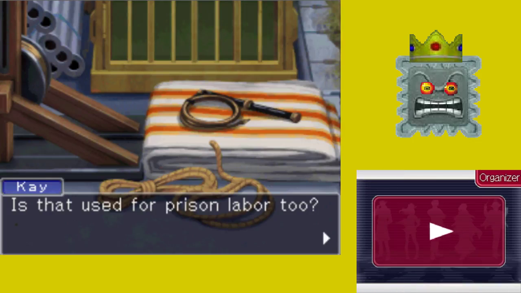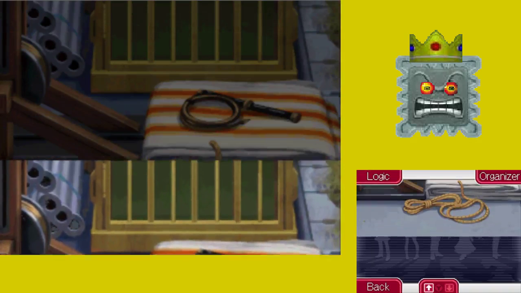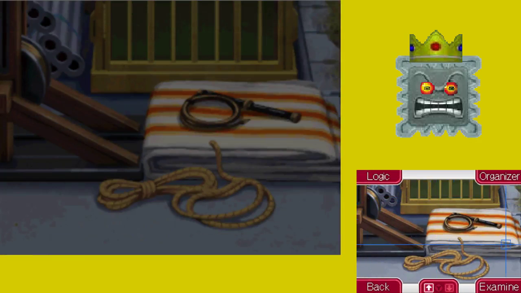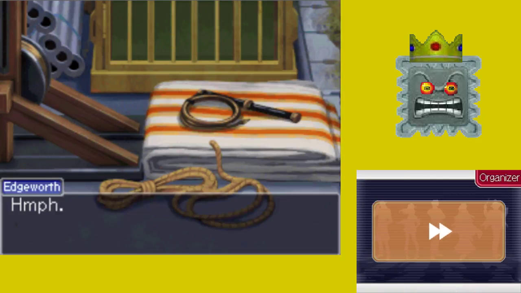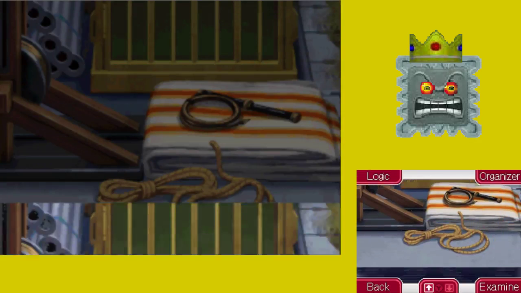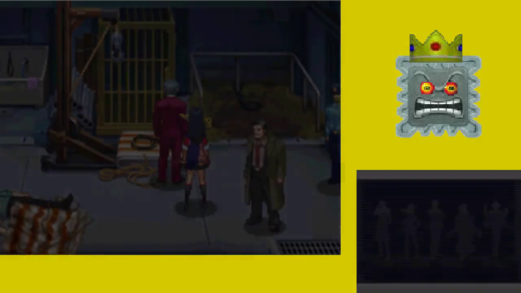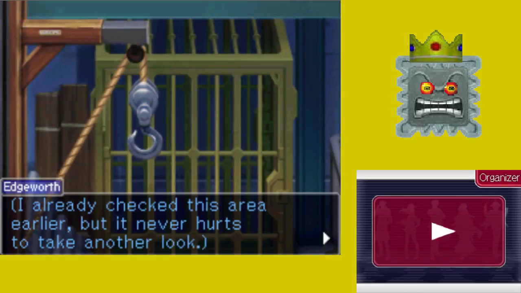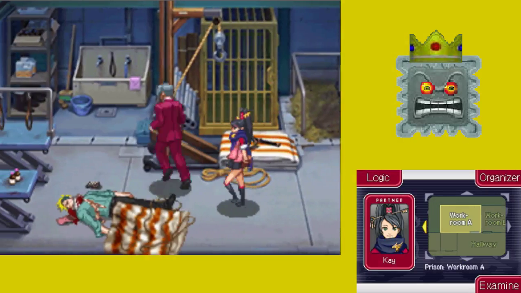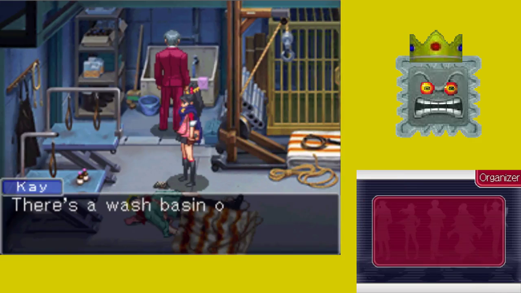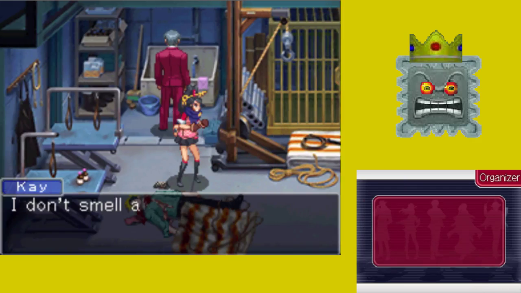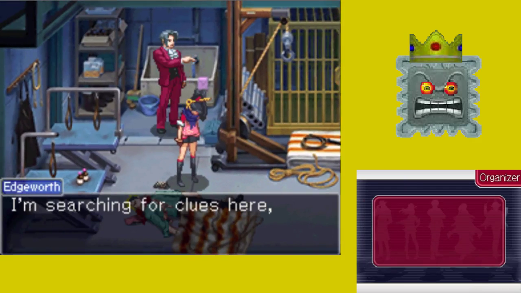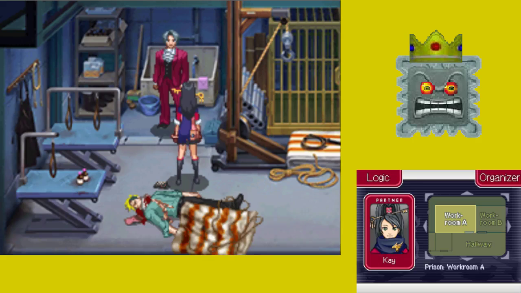It's a pulley. I already looked at the pulley. Okay, just want to make sure. Okay, there we go. Like I said, I just want to double check. Want to make sure that I've done everything. There's a wash basin over there. Are there any clues that could be useful to this case? I don't smell any signs of treasure. I'm searching for clues here, not treasure.